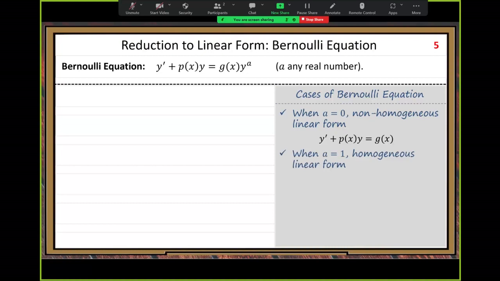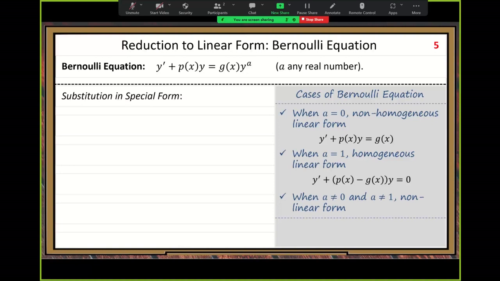But when a equals 1, we get a homogeneous equation. Also easy. We can solve it easily. So we should consider a to be a value other than 0 and 1. These two cases, we already have the solutions. All right, so now let's work on the general case.